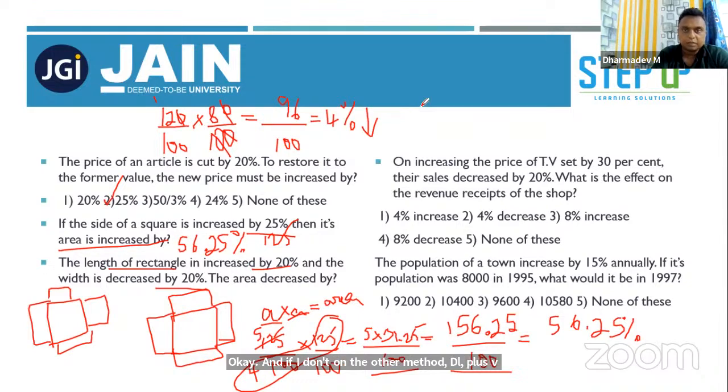Okay, so then that is 20 minus 20. Then plus into minus is minus. 20 into 20 is 400 by 100. So 20 minus 20 is 0. I have -4, or I can call it as 4% loss. Either method, this answer will be the same. It's 4% loss.